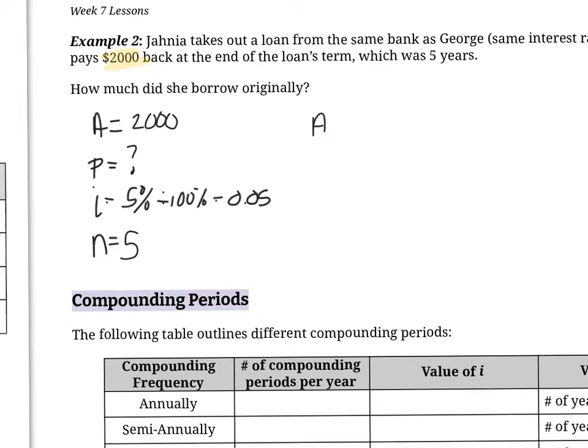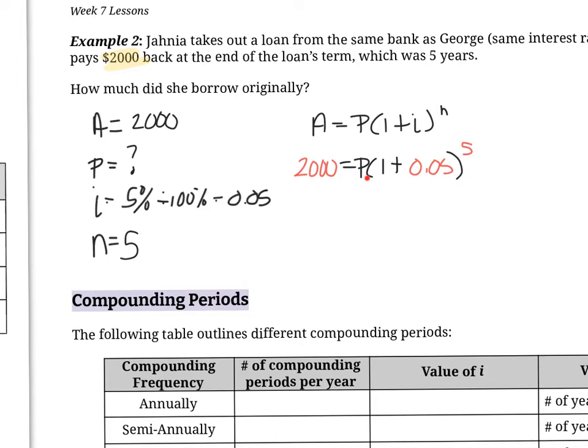So now that we have all our letters, we're just going to start off with our formula and fill it in. And this time, we know our A. Our A is 2,000 equals, we don't know the P. We don't know the original amount, so we're going to leave it P. Bracket 1 plus, we know our interest rate. It's 0.05. And then we know the number of times we're charged interest. It's 5.